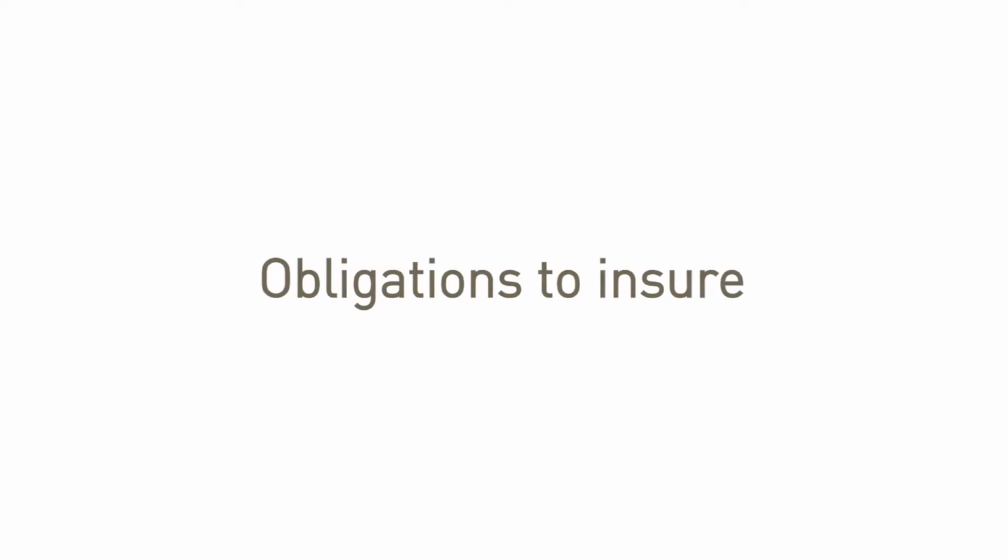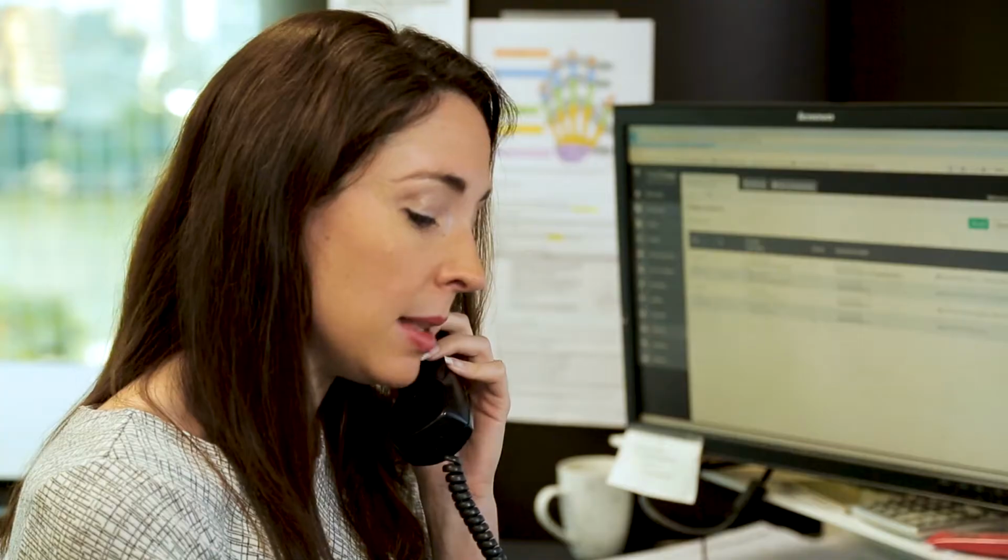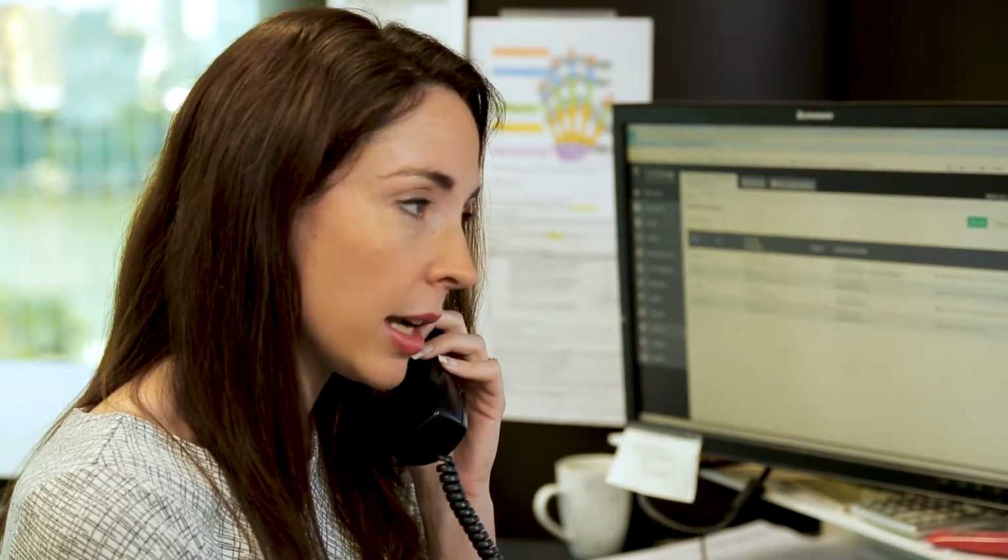The second clause I see contractors having difficulty with is obligations to insure. These types of clauses require a contractor to take out insurance for the benefit of the principal. Taking out insurance to cover another party is often expensive, increasing the contractor's cost of doing business. If a contractor doesn't take out insurance, the principal may sue them for breach of contract.